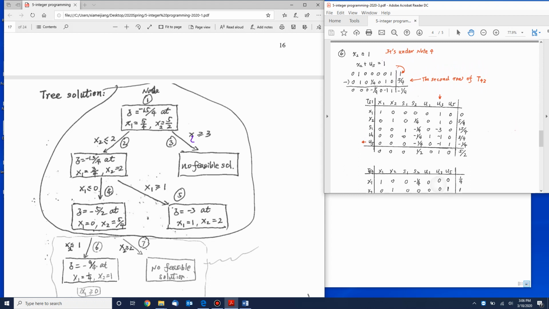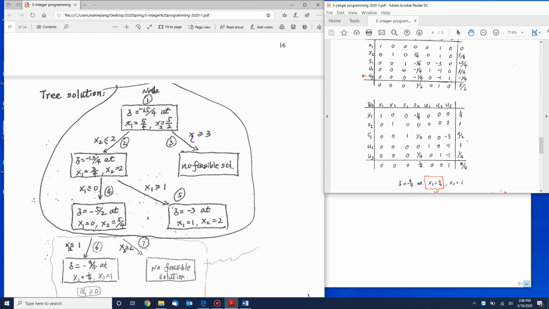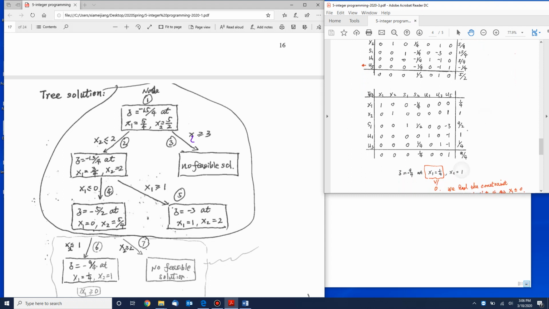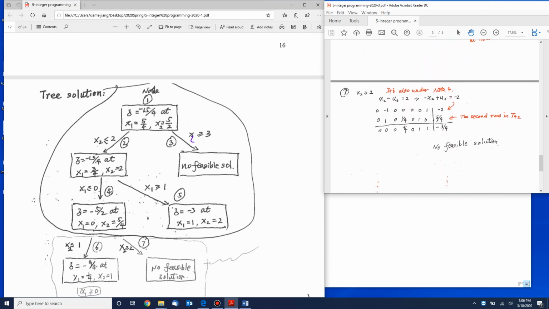Okay, x1, x2 less than 1, we introduce a new slack variable and then solve it, and that's the reason we got this result, which is not accepted because x1 should be less than or equal to 0. We have the constraint there. So x1 actually in the branch 6 we should have x1 equals 0, right? And then is for the x greater than.